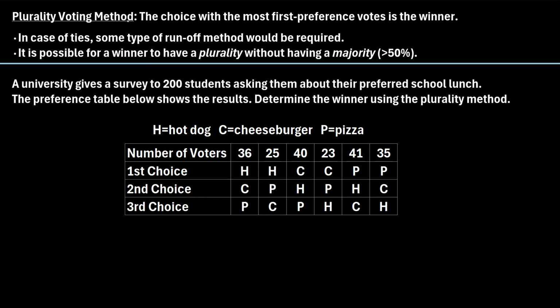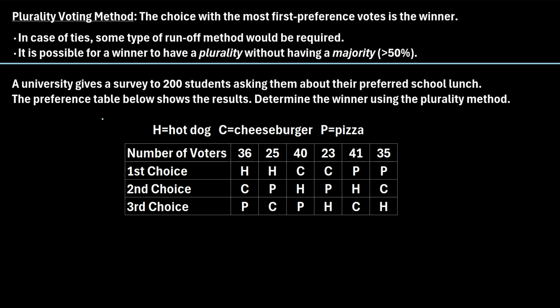Now, a couple things to note about this method. In case of ties, for example, if two choices have the same number of first preference votes, some type of runoff method would be required to determine the winner. And another thing to note is that it's possible for a winner to have a plurality, the most number of first preference votes, without having a majority, more than 50% of the first preference votes. So those are a couple things to keep in mind.